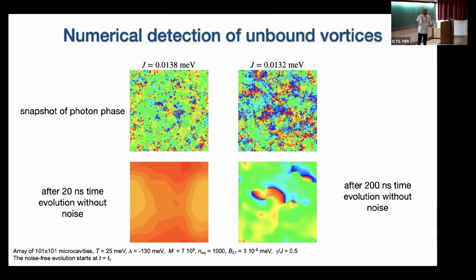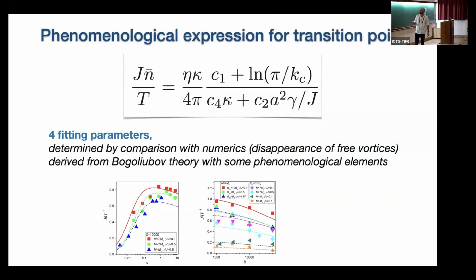The way we extract the transition temperature or transition point is by analyzing the phase of the field and looking at the appearance of unbound vortices. In order to identify which one belongs to which phase, we do a little time evolution after the generation, with the full equations. Then we switch off noise, and bound vortices disappear immediately. The unbound vortices survive for a much longer time. This is how we distinguish the two phases numerically.